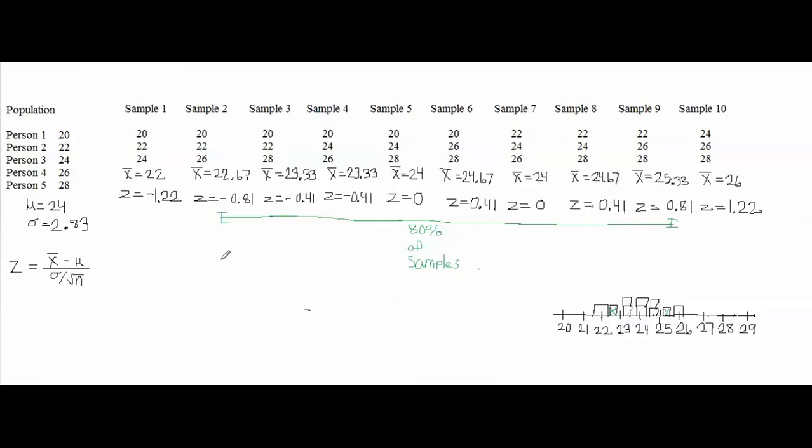We can find out how far they are by subtracting. So let's subtract 25.33, which is the mean of sample 9, by the population mean of 24. It comes out to 1.33, which means that the distance from this sample mean right here of 25.33 to the population mean of 24 right here is a distance of 1.33.